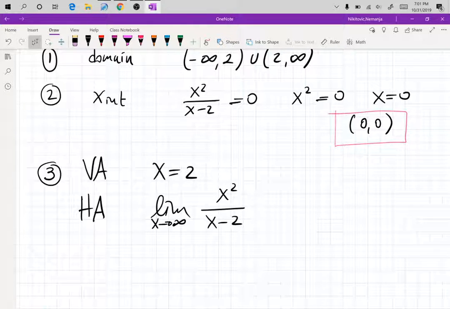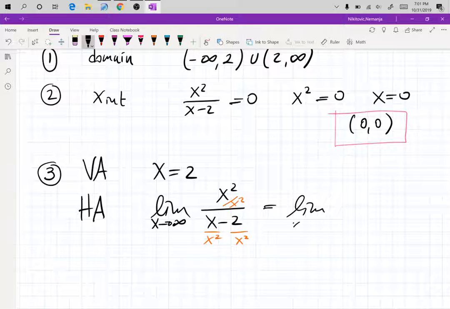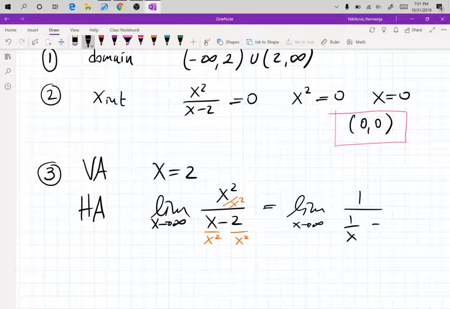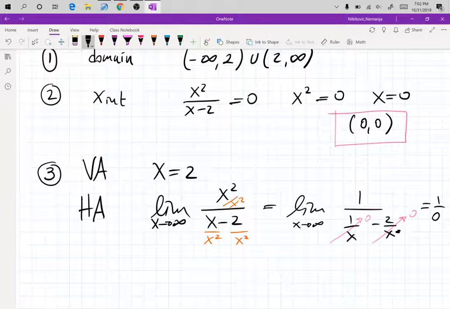You will divide everywhere by the highest degree, which is x squared. This skill is in 2.5, so you will have to brush up on that. And we have 1 divided by 1 over x minus 2 over x squared. Both of these go to 0 when x goes to infinity, and you get 1 divided by 0, so the limit does not exist because you're dividing by 0.